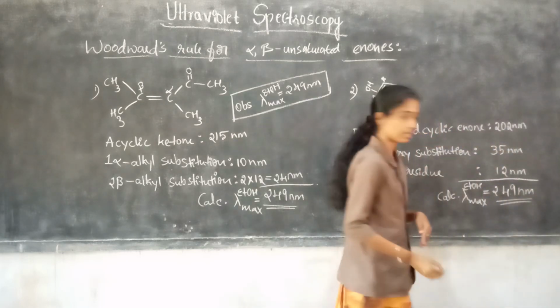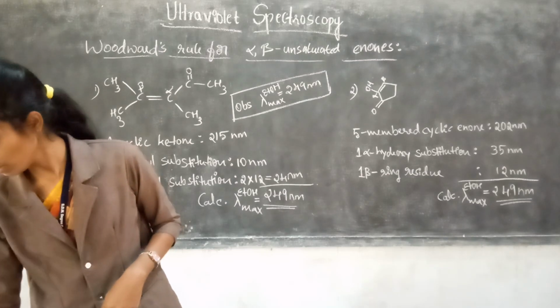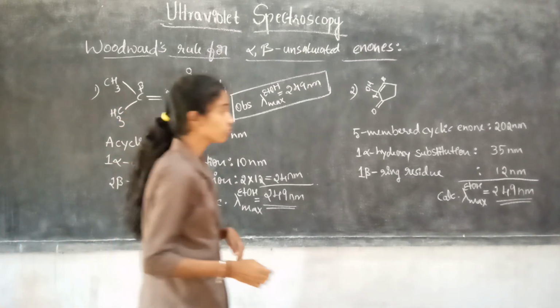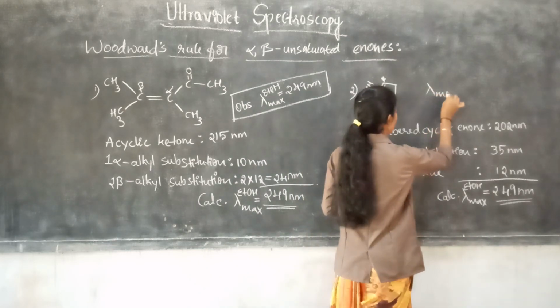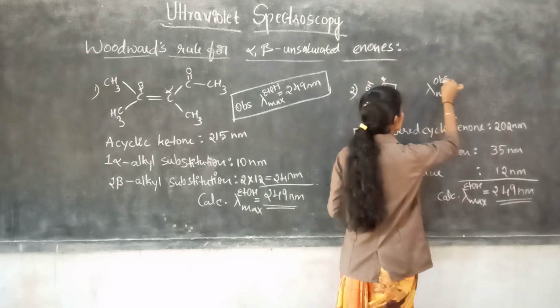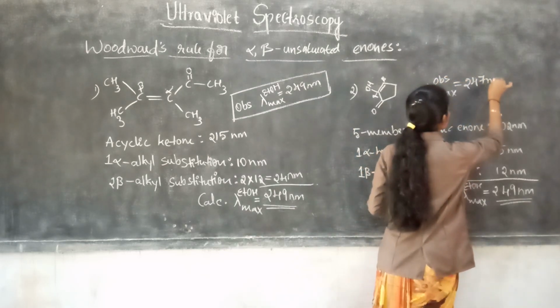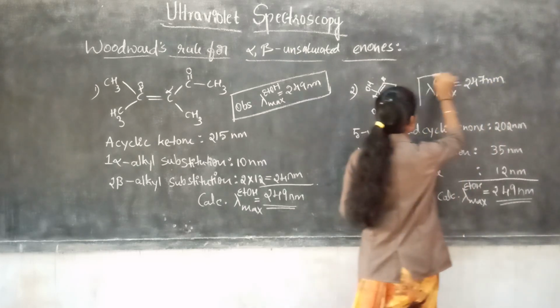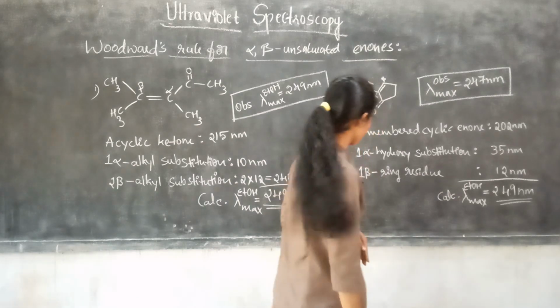The calculated absorption maxima is 249 nanometer, whereas it is observed at 247 nanometer. Lambda max is observed at 247 nanometer.